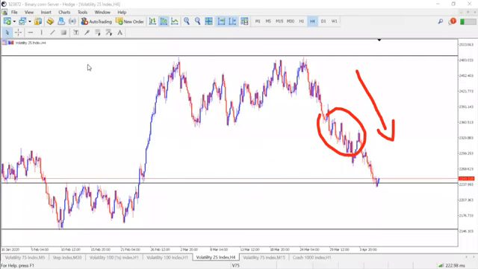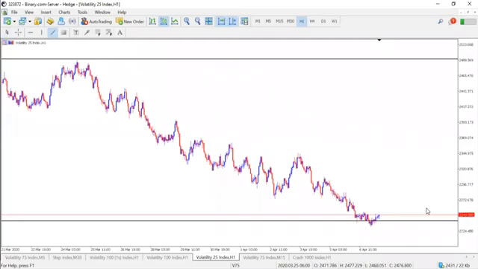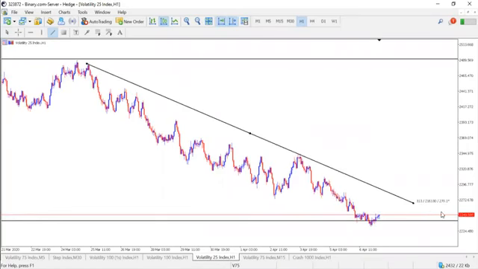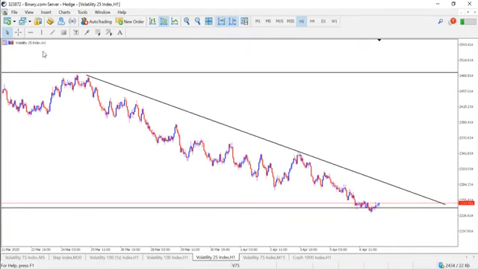Let's dissect this, guys. As you can see, price has been in a downtrend, right? So the question is, where are we going to get involved in the market? Because we're looking for selling opportunities, but where are we going to be looking to make some entries, right? Now, as you can see here, price has been supported here.